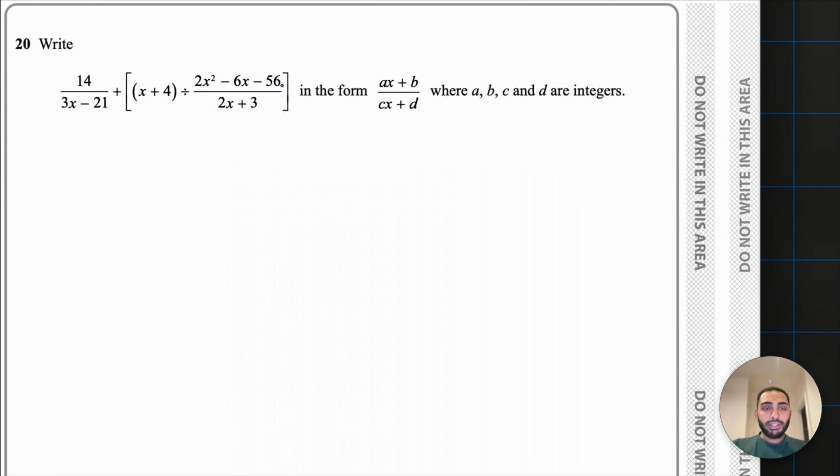So normally I would use the AC method, multiplying 2 by minus 56, find the factors and so on. But this time I'm going to do it by inspection because 56 is quite a large number, so it might not be the best method to use for this one. So I'm looking to factorize 2x squared minus 6x minus 56. So in the first bracket, to get this 2x squared, what numbers multiply to make 2? It has to be 1 and 2. So in the first bracket, I'm going to have 2x, and in the other bracket, I'm going to have x.